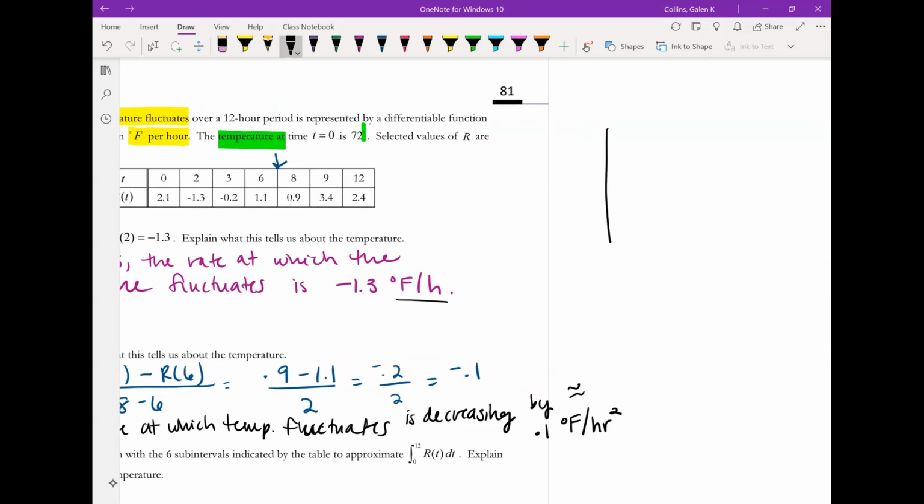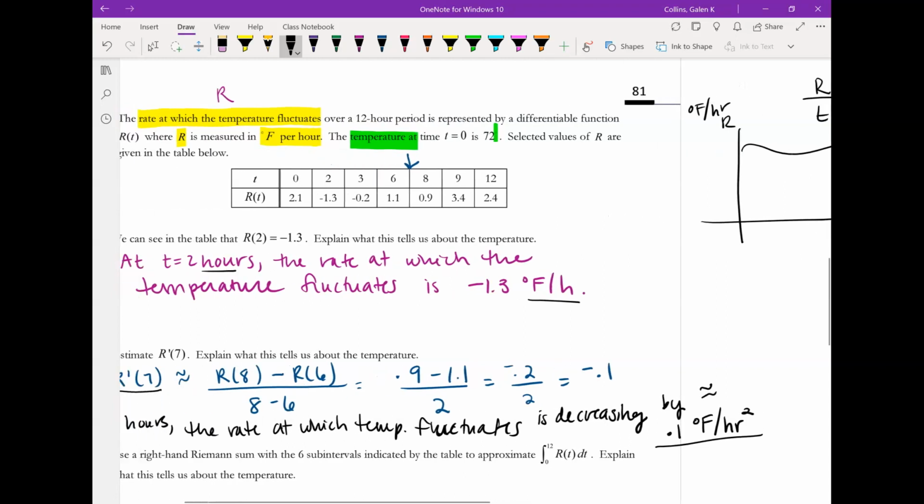If r is measured in degrees Fahrenheit per hour and t, time, is measured in hours, if we take the rate of change of r, remember that's going to be our r units divided by our t units. So degrees Fahrenheit per hour divided by hours. So that's degrees Fahrenheit per hour squared.